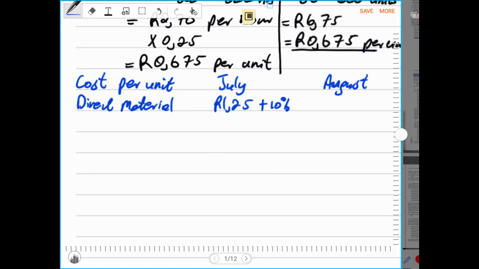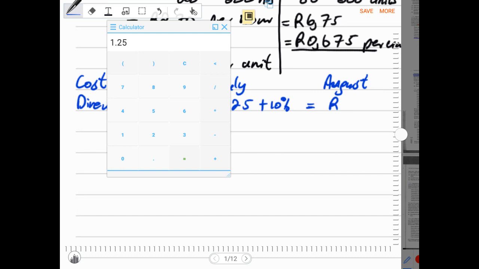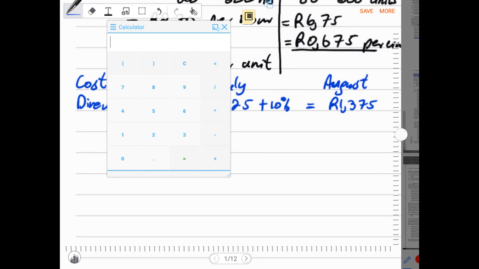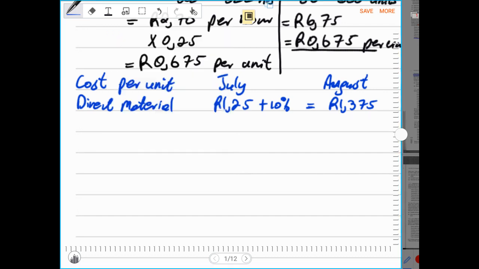And after we add 10%, we get to the direct material for the month of August. In other words, 1.25 times 1.1, and this will give us 1.375. So you see that our direct material per unit in the month of August is no longer the same as that of the month of July. So taking that into account is very crucial.